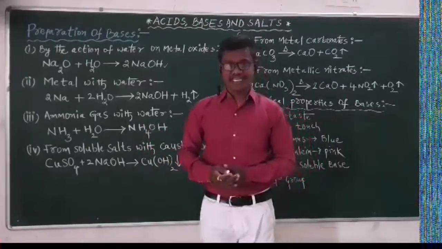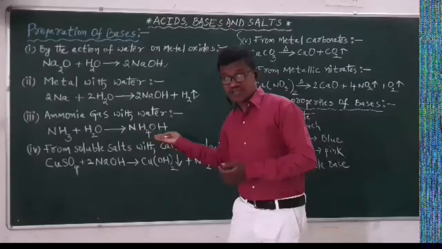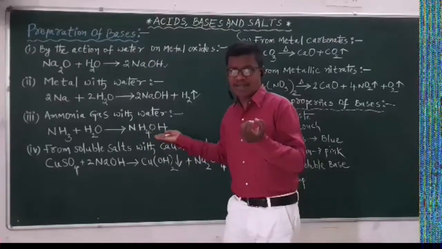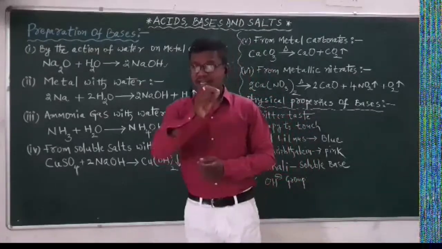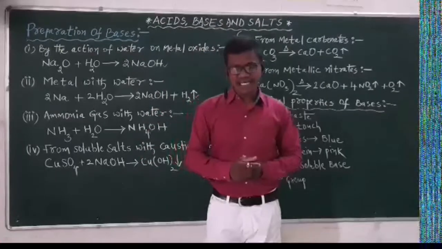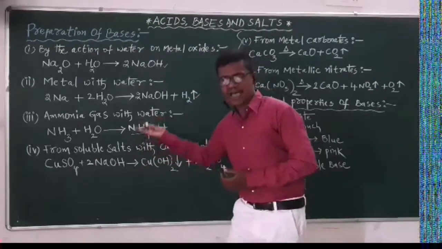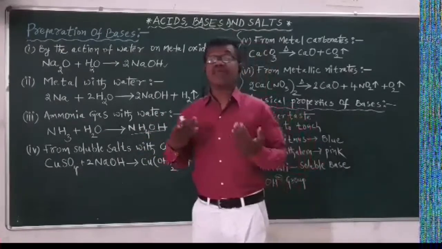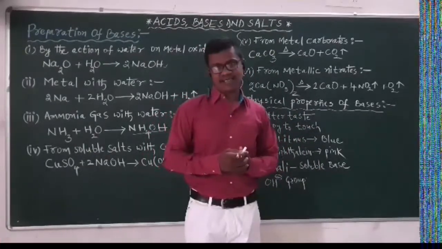ammonium hydroxide. But here the important point is NH4OH, ammonium hydroxide or ammonia hydroxide you can call. This is a non-metallic base. Ammonium hydroxide is a non-metallic base because in this NH4OH formula we don't have any metal. Nitrogen, a non-metal, is present. That is why ammonium hydroxide is called a non-metallic base.